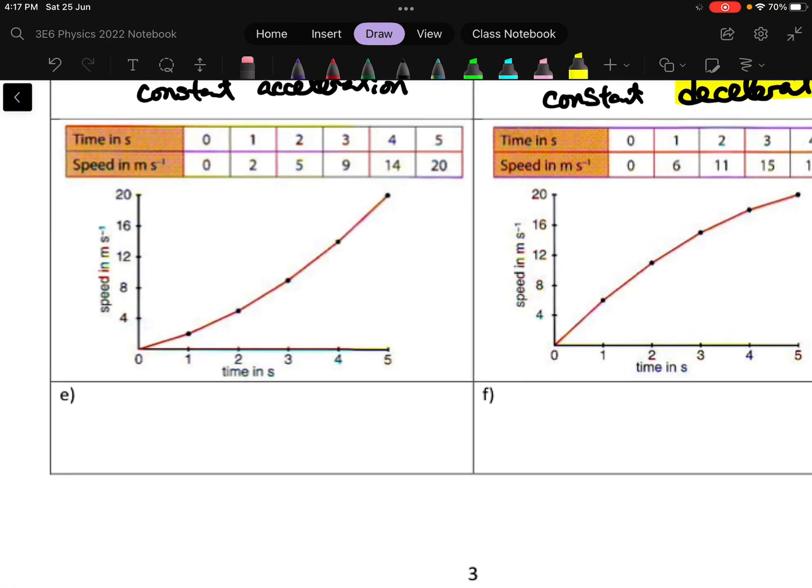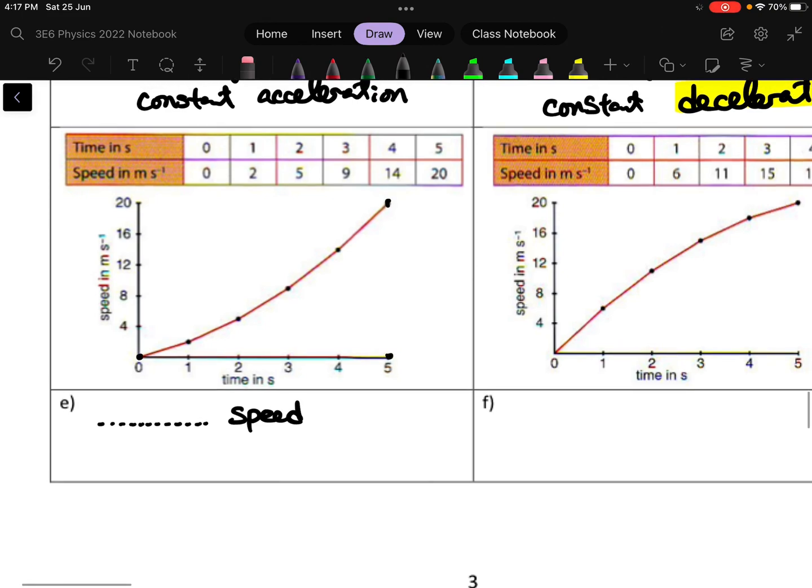It is a curve. So let's talk about the speed first. So what kind of speed? Increasing, decreasing, 0, or constant? Well, at the time equals to 0, speed is 0. At time is 5, the speed has risen to 20. So definitely it is increasing speed, right? How about its acceleration?